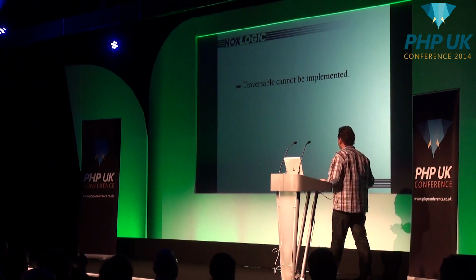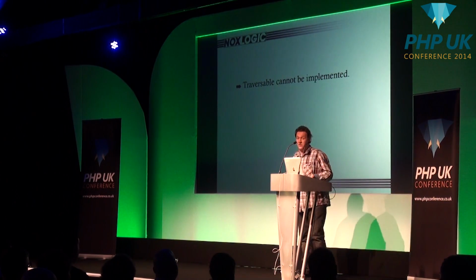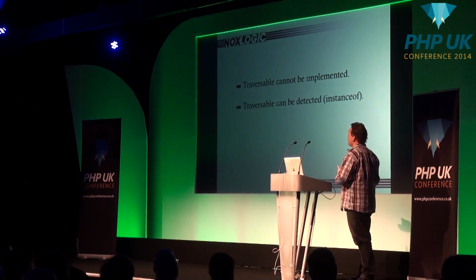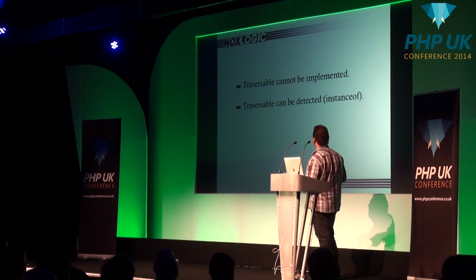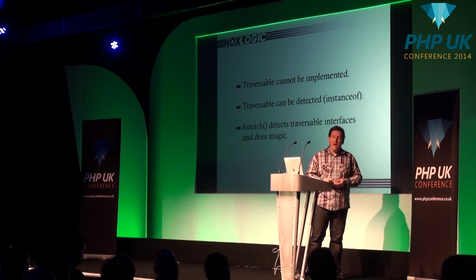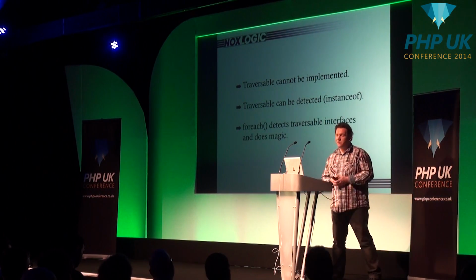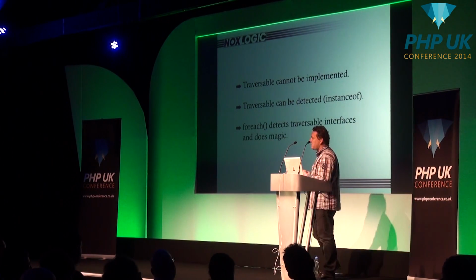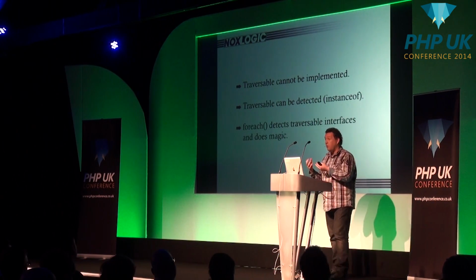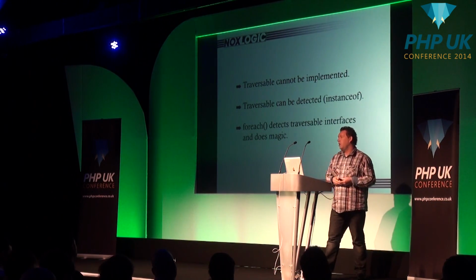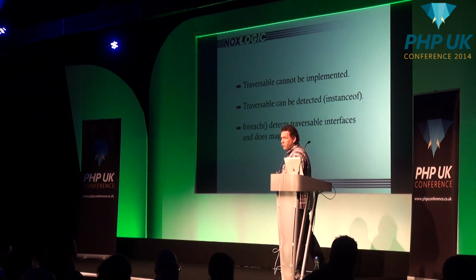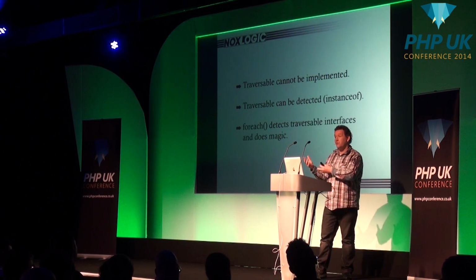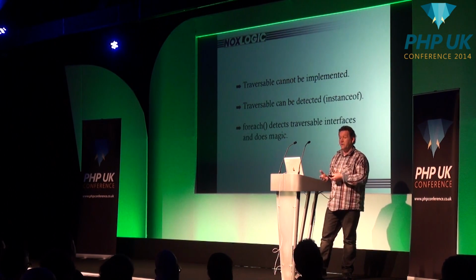So what's the use of Traversable? It's not really usable if it's not being implemented, but Traversable can be detected. So you can use instanceof to detect if something is traversable. What happens is that if something is traversable and you put that inside foreach, then foreach can see, okay, this is a traversable object, and instead of normally iterating over the properties of that object, it will behave according to whatever that Traversable interface defined.